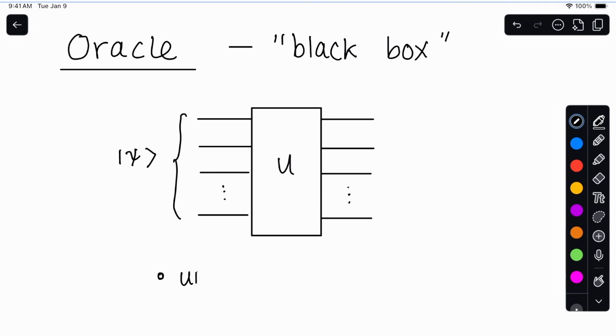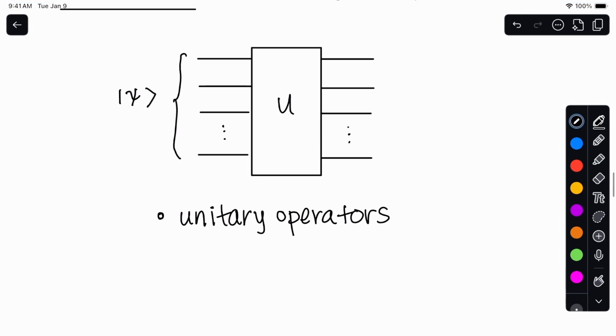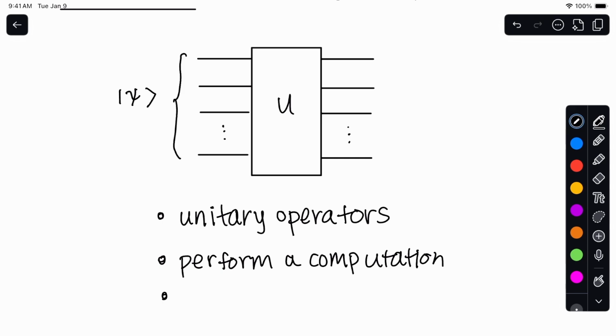One is that oracles are unitary operators, and the reason for that is they're composed of quantum gates. We know that all our quantum gates are unitary and reversible, so our oracles, which are just composed of gates, should also be unitary and reversible. The role of our oracle is either to perform a computation, or it could also mark a correct answer. We're going to take a look at an example of each of these today.